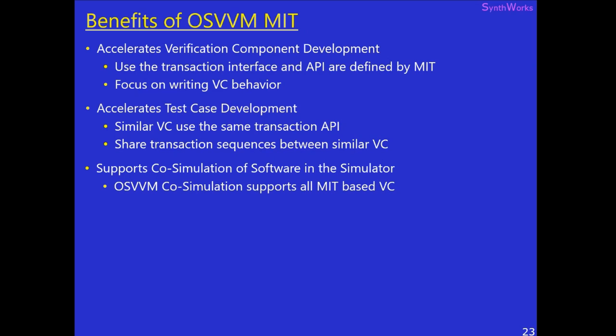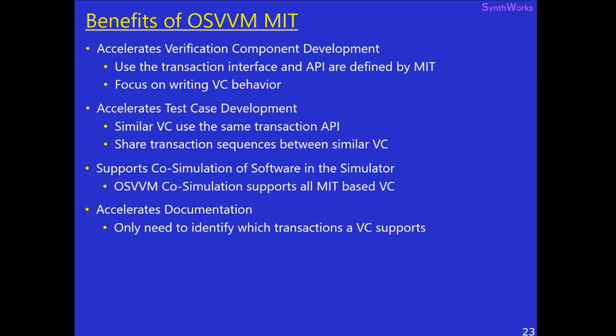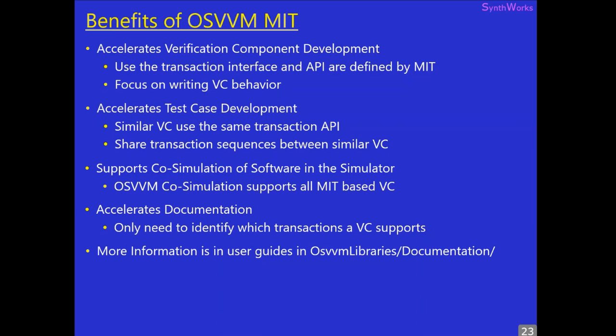We support co-simulation with software. Anything that uses the model independent transactions supports it, so you can write your test bench in C instead. The part that we call test control here in VHDL will be replaced with a part in C that does that instead. We accelerate documentation because we've already defined what the transactions are. You just have to have a table: this verification component supports these transactions, and then refer off to the user manuals. And again, we have all our documentation.